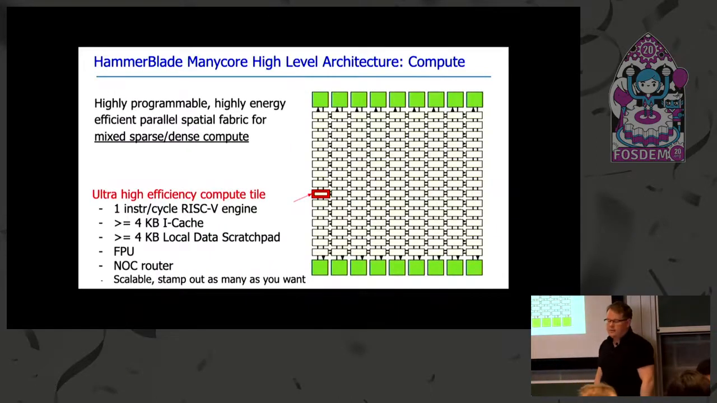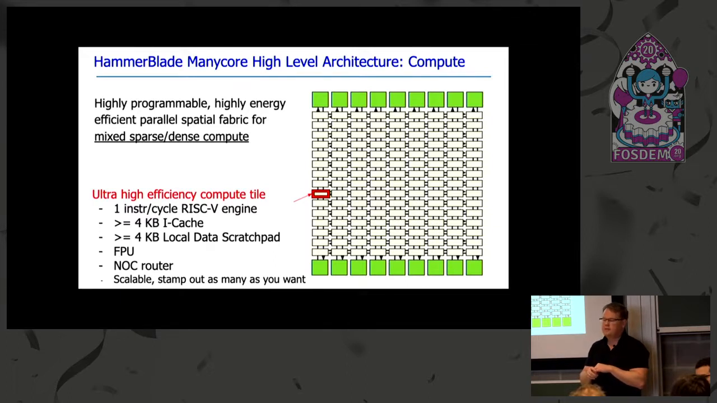So what is HammerBlade manycore? It's a highly programmable, highly energy efficient spatial fabric for mixed sparse, dense compute. So the idea is this is trying to address not just codes that would run reasonably well on a traditional GPU, but also new codes like graph codes that are much less well behaved and much more challenging to get some parallel speed up. And at the very heart of the manycores, we have a super high efficiency compute tile.